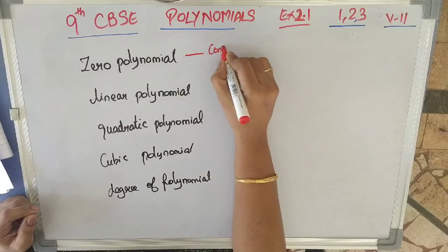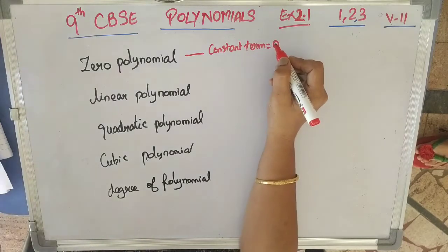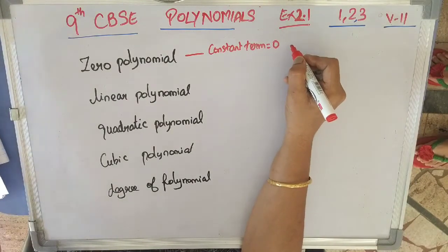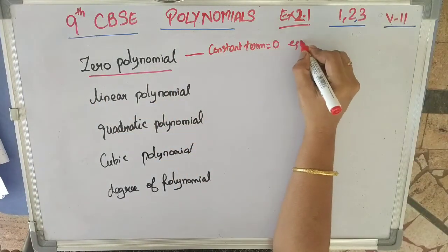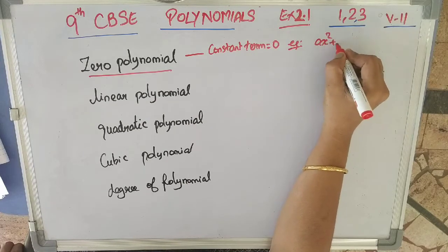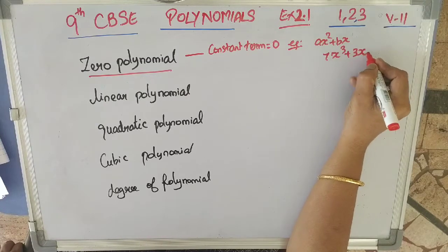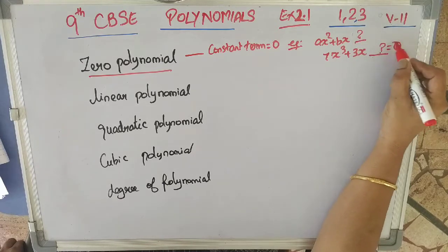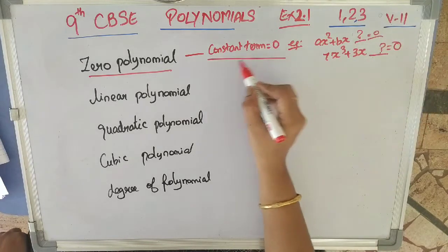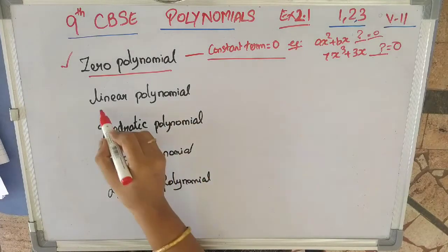Zero polynomial. Now what is a zero polynomial? The constant term must be 0. For example, in ax squared plus bx plus c, c is 0. If the polynomial doesn't have a constant term, it is a zero polynomial. Example, 7x cube plus 3x is a zero polynomial because there is no constant term without x, isn't it? What is a constant term? Without x.